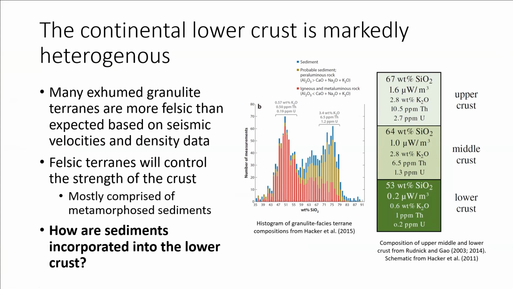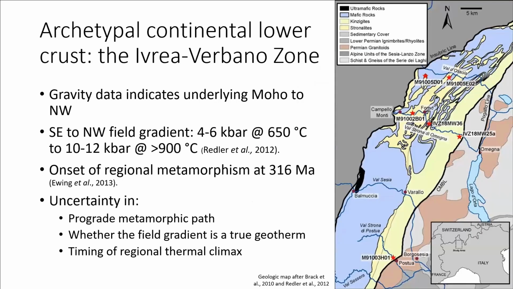These felsic areas of the lower crust are important because they'll control the overall strength and rheology of the crust, because they're weaker than their more mafic counterparts. And as these felsic sections are mostly comprised of metamorphic sediments, the main question here is, how are sediments incorporated into the lower crust?